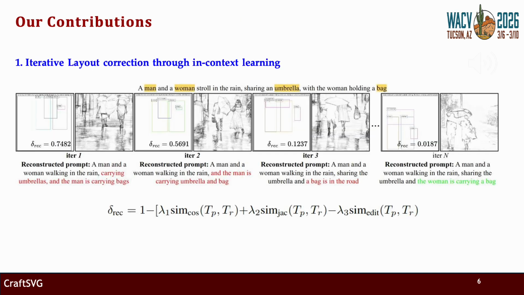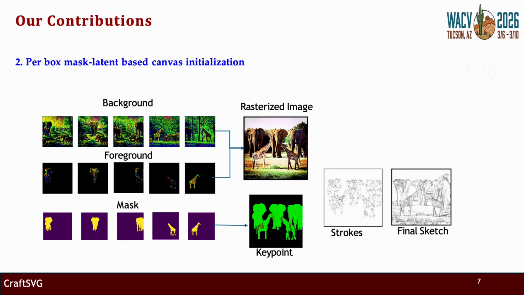To address these issues, CraftSVG introduces three main contributions. The first is iterative layout correction through in-context learning. By iteratively reconstructing the prompt and evaluating reconstruction error, or delta REC, we dramatically align the generated layout with the original target concept. Our second contribution is per-box mask-latent based canvas initialization. By explicitly separating the background and foreground and utilizing masks and key points, we generate a rasterized image that effectively guides the initial placement of strokes.